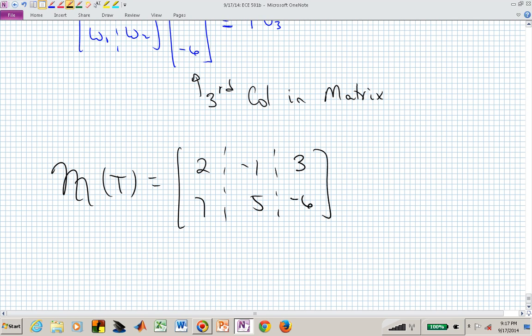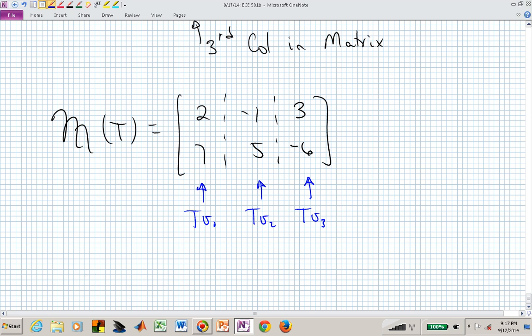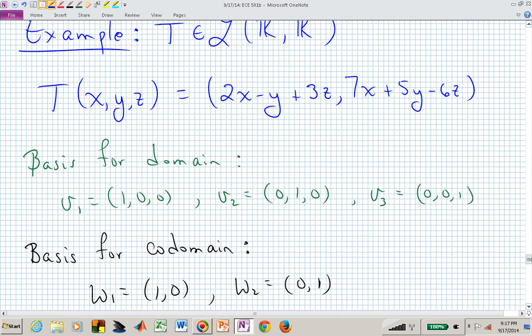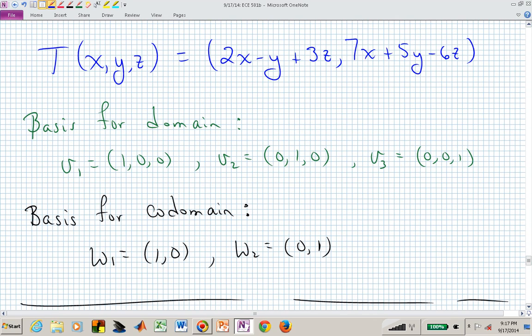This is now a matrix representation of the linear map T applied to the standard basis in our domain and the standard basis in our codomain. And this map, 2, 7, minus 1, 5, 3, minus 6, is what we obtain when we have this particular linear map taking us from R3 to R2. And we'll pick up at that point next time.